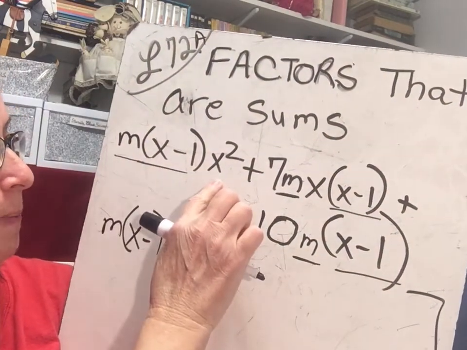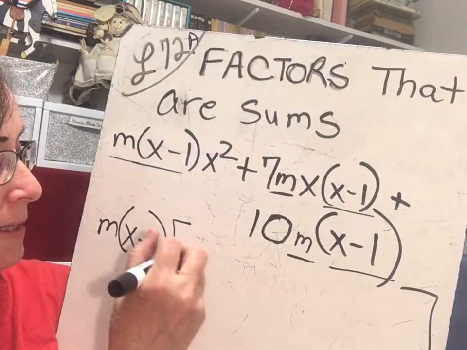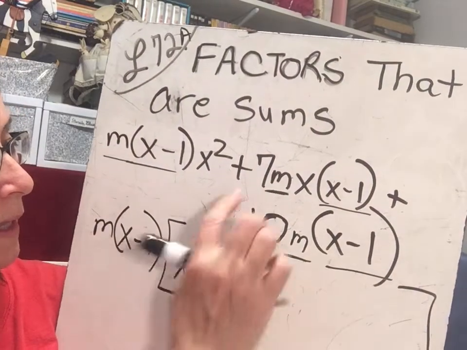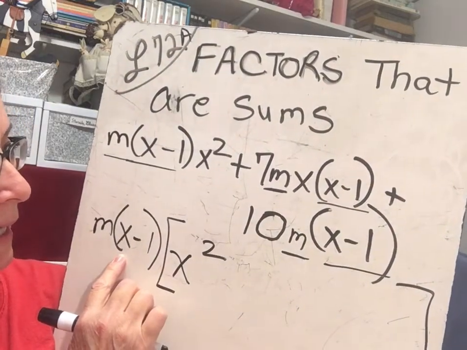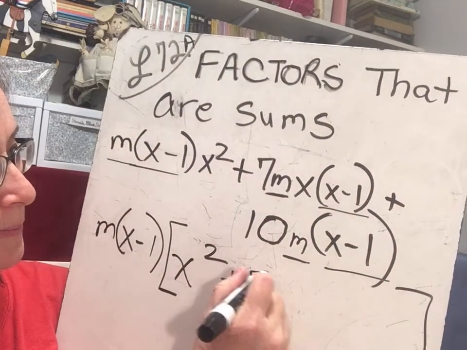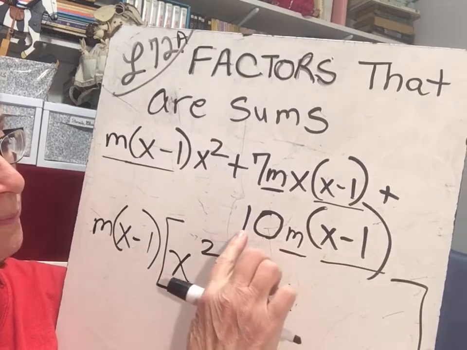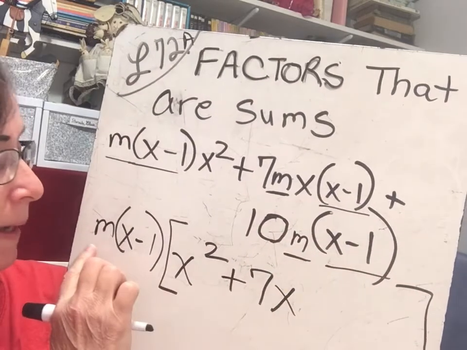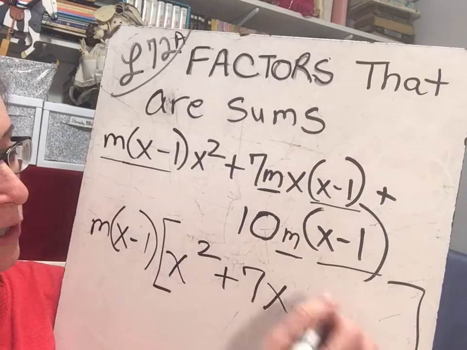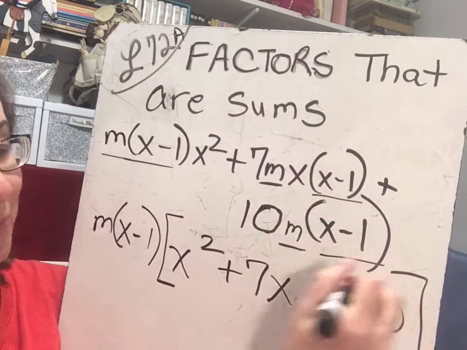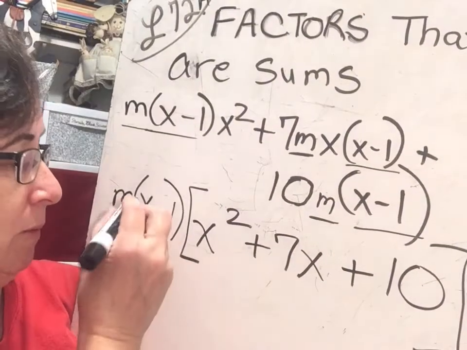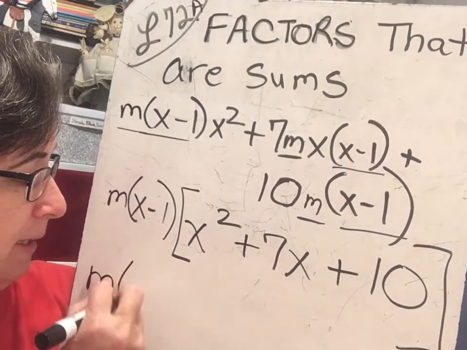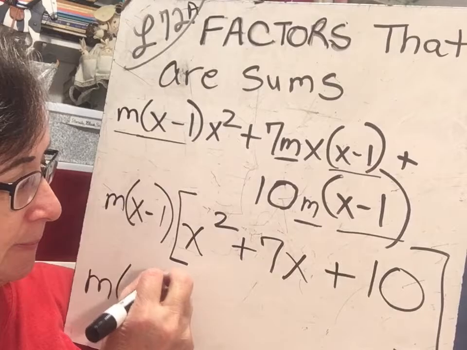This whole big term divided by this is just x squared. This whole big term divided by this is 7x. This whole big term divided by m times x minus 1 is just 10. Wow, it looks lots easier now, doesn't it? Okay, so we're just going to bring down our common factor, m times x minus 1.